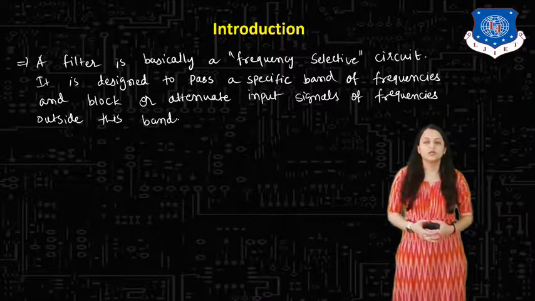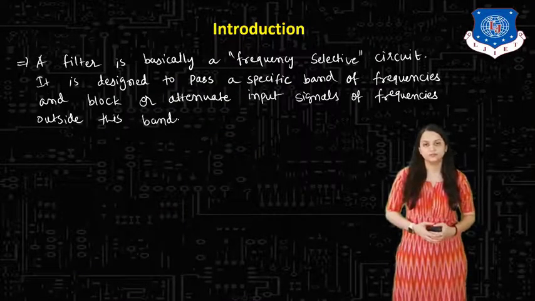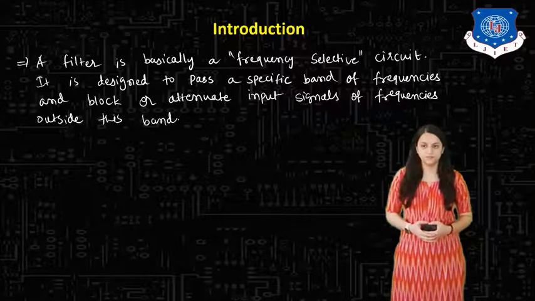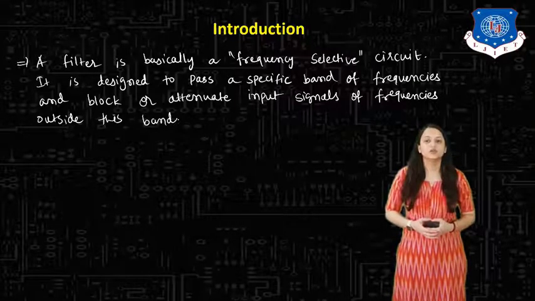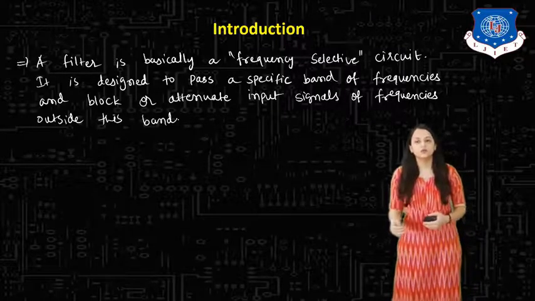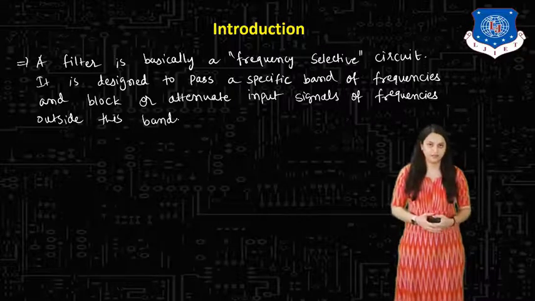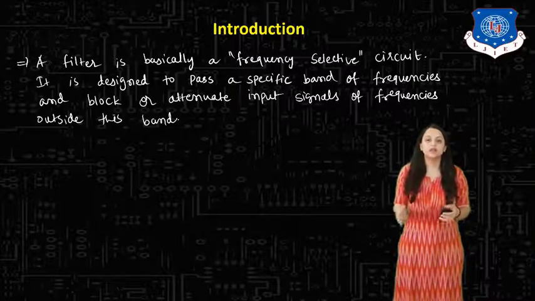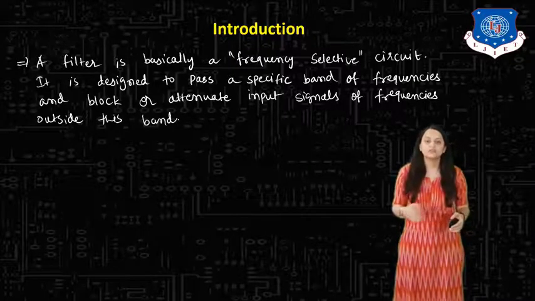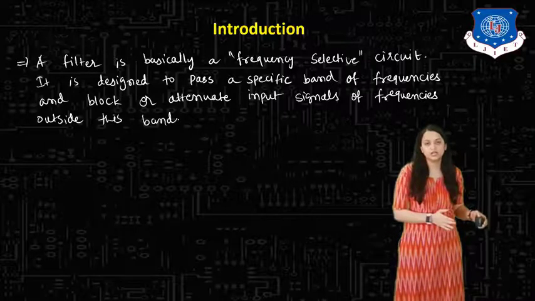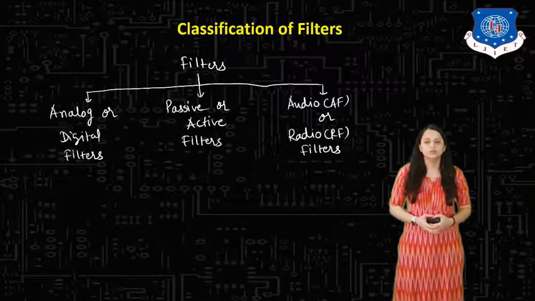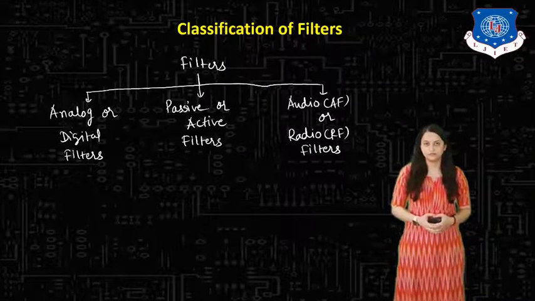So first of all, let us see the introduction of filter. A filter is basically a frequency selective circuit which is designed to pass a specific band of frequency and block or attenuate input signals of frequencies outside this band. That means these are frequency selective circuits which allow some frequency components for which they are designed to pass and will block the other frequencies outside of this band. Okay. Now, let us see the classification of filters.